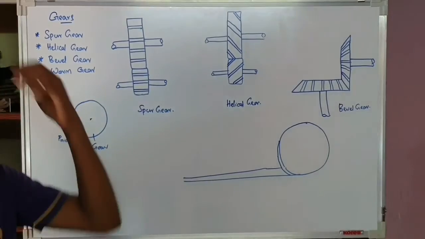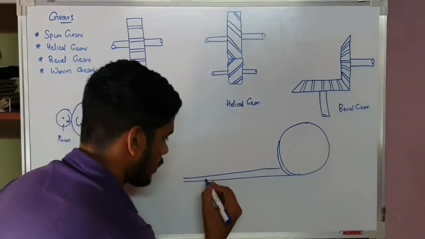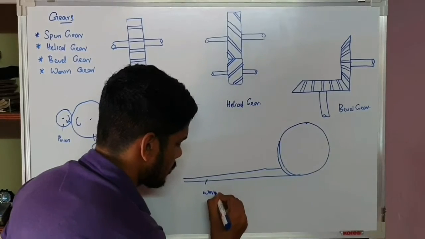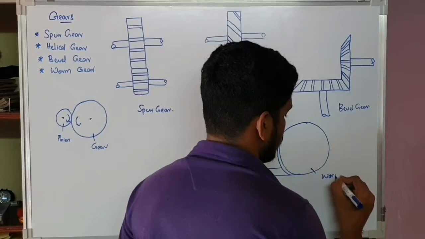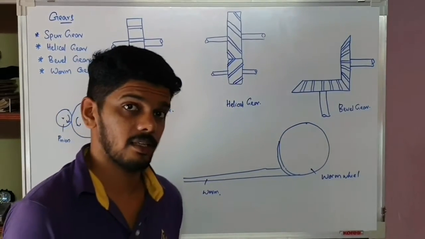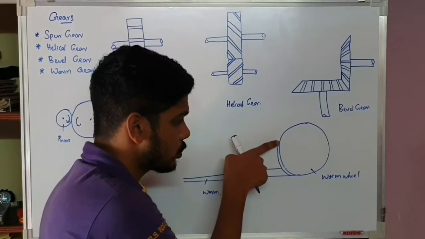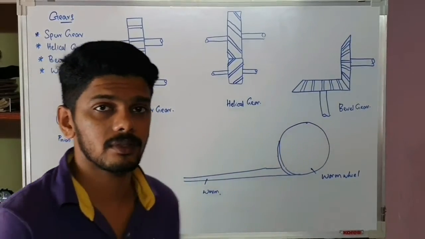This is how it looks. This is called the worm, and this is called the worm wheel. The worm wheel will have teeth on this surface, and the worm will have teeth on this surface, and it will transmit over like this.